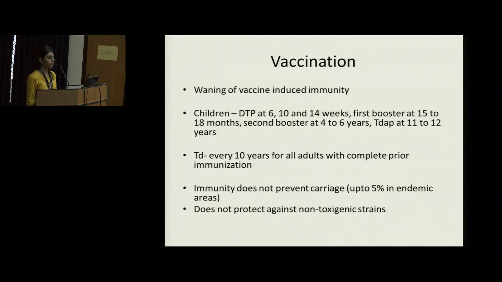A Tdap vaccine is given between 11 to 12 years. And following that, every 10 years, they are supposed to get a booster vaccine of TD for all adults who have completed prior immunization. Immunity does not prevent carriage, and up to 5% of the population can be carriers in endemic areas. Vaccination also does not protect against non-toxigenic strains.